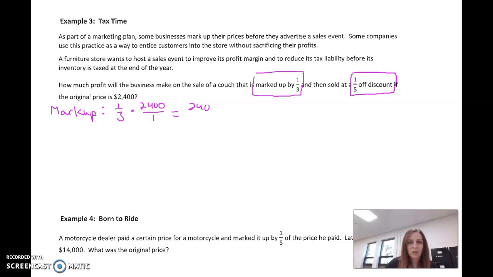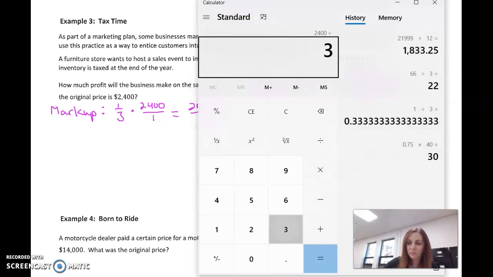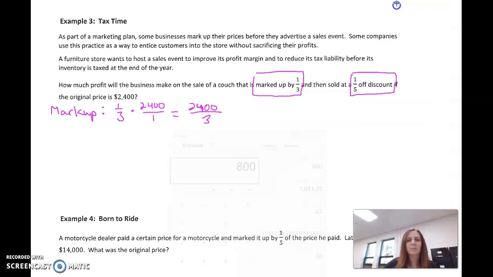1 times 2,400 is 2,400, however you want to say it. 3 times 1 is 3. And then I'm going to divide that. If you need to, use a calculator, 800. Or know that 24 divided by 3 is 8, and then 2 zeros. Now that doesn't mean that the price they're going to pay is $800. That means they're marking it up $800. So they're going to take that $2,400 plus the markup of $800, and if you add that together, they're going to sell it to you for $3,200.